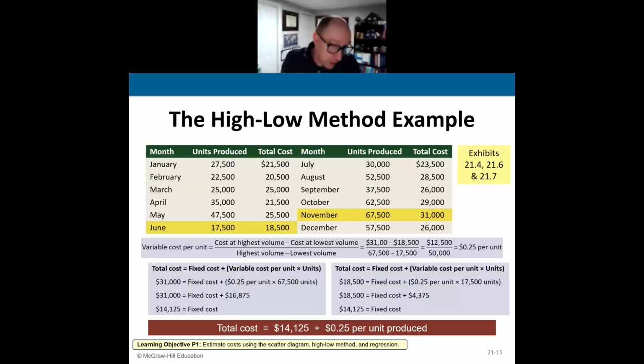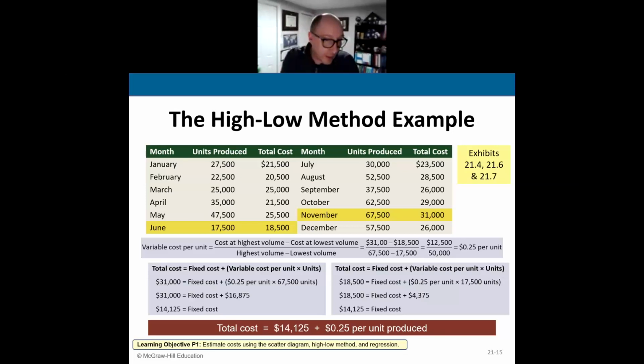I know what my total cost is, and I know what my variable cost is, but I don't know fixed. It's as simple as taking it to the other side of the equation. So I take my 31,000 and I subtract out my variable cost of 16,875 to find my total fixed cost, which in this example is 14,125.